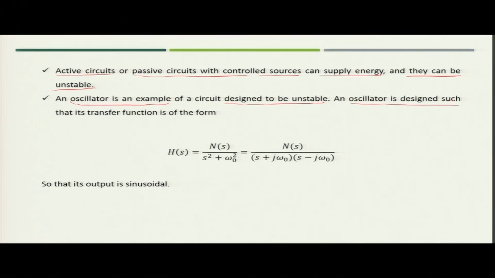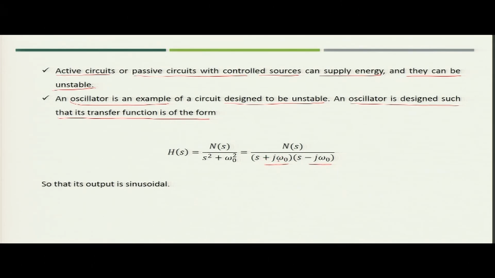When you design the oscillator, the transfer function of the oscillator can be given as H(s) is equal to N(s) divided by s square plus omega naught square, which can be represented as N(s) divided by (s plus j omega naught) into (s minus j omega naught). So, you will see that the poles of this particular transfer function are lying on the imaginary axis.